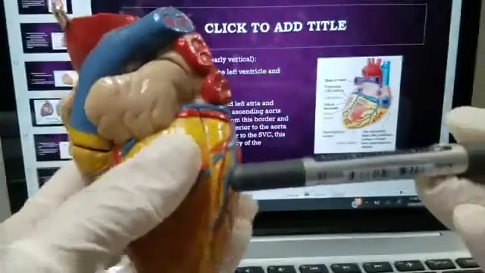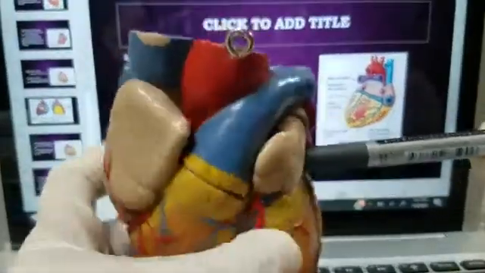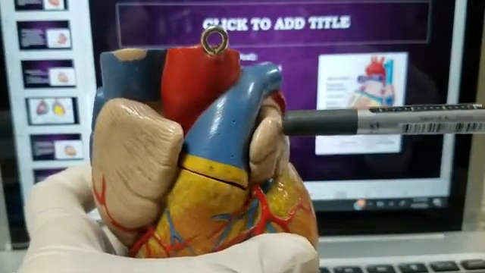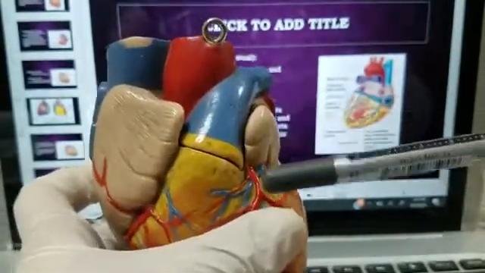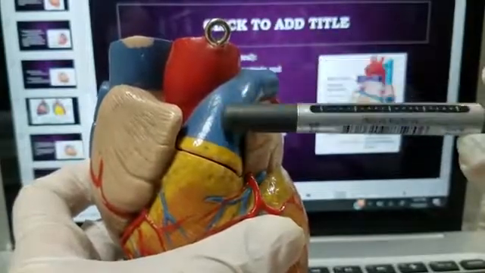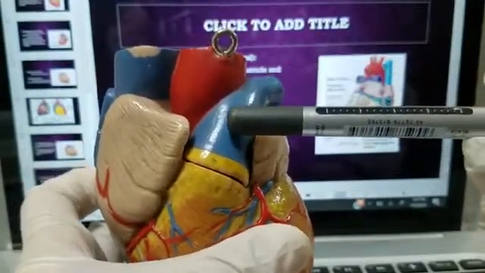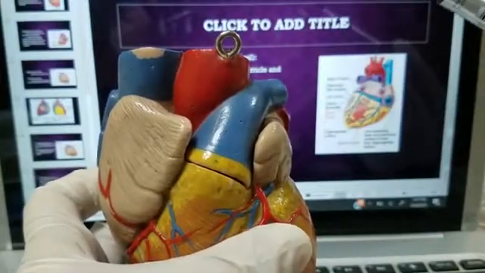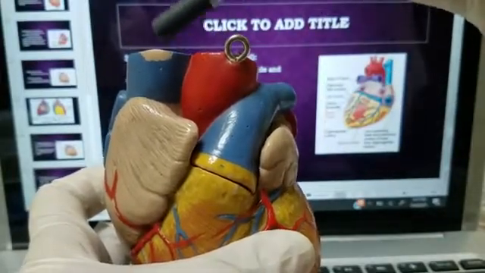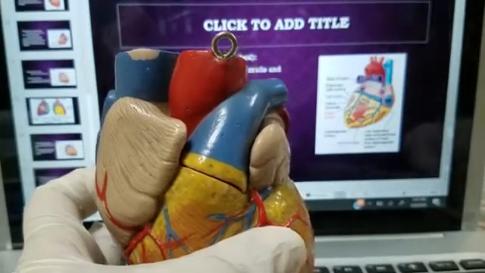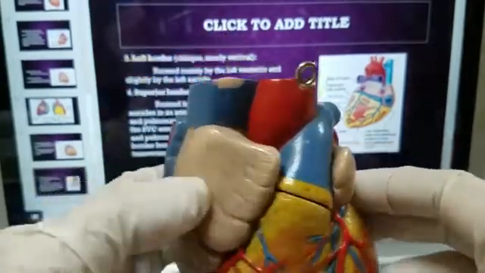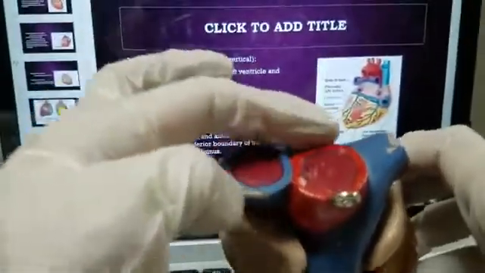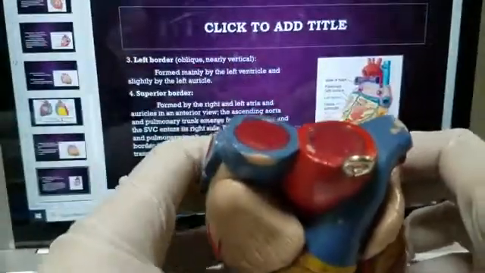Alright, and then there is the superior border. This superior border is formed from the right and the left atria and their auricles in the anterior view. This is the border where all the great vessels leave and enter the heart. The pulmonary trunk and the aorta emerge from this border. The superior vena cava enters its right side, posterior to the aorta and the pulmonary trunk. Almost at this part is the boundary of the transverse pericardial sinus.